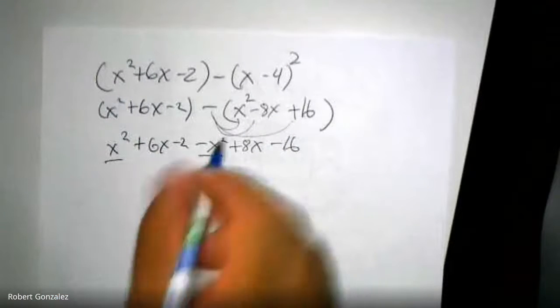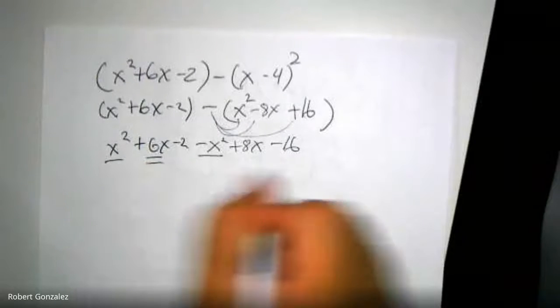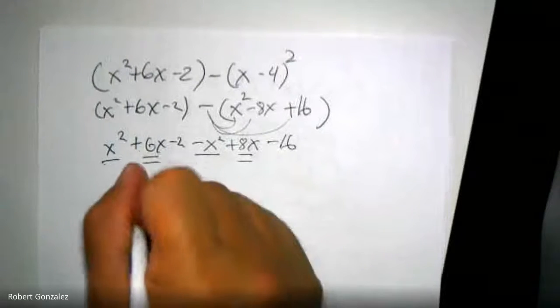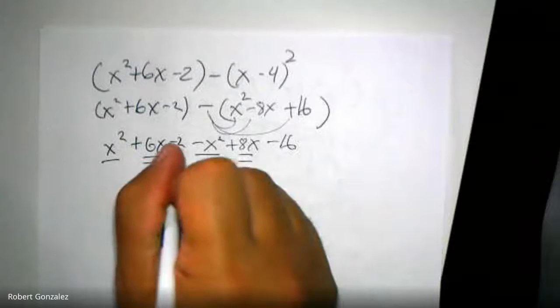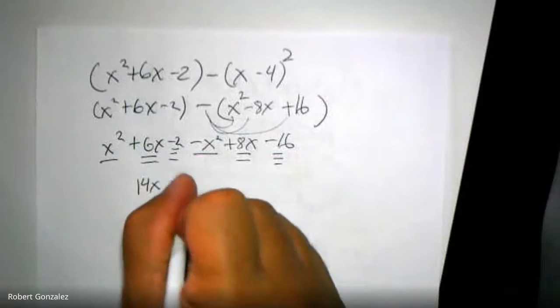Underline your x squareds and add them. You get 0. Double underline your x terms and add them. You get 14x. Triple underline your constants and add them. You get -18.